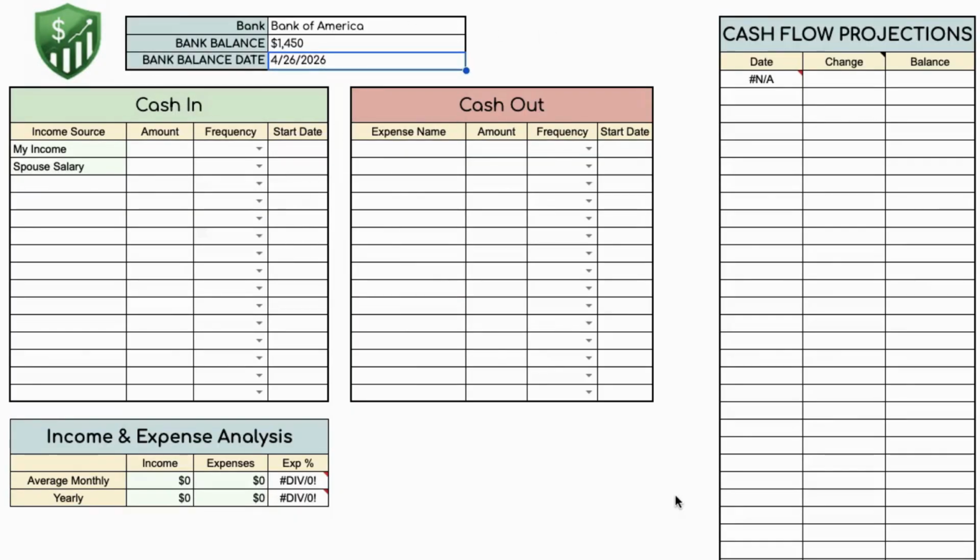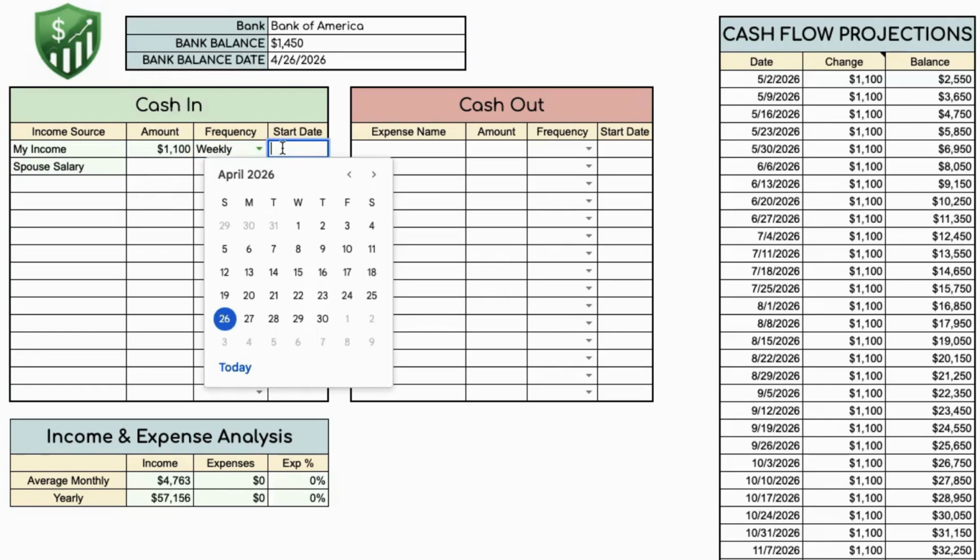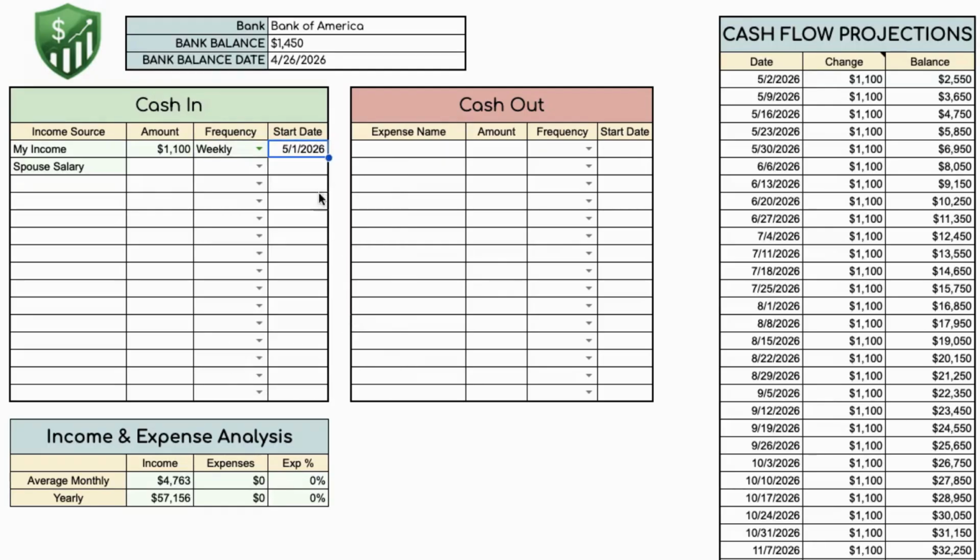Step 2, enter your income. Here you enter your income. You can name it anything, salary, freelance, extra. Let's say you earn $1,100 weekly and your next payment is coming this Friday. Once you enter that, the sheet automatically continues that income forward based on the frequency.